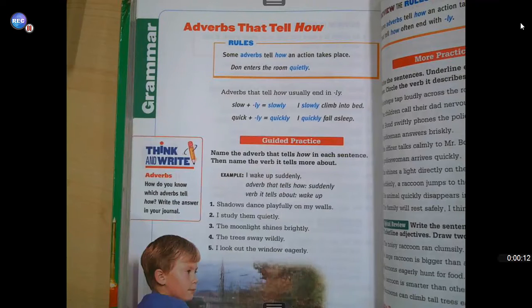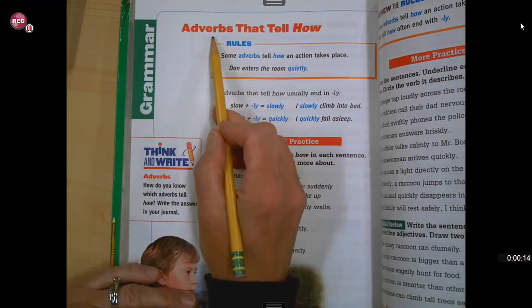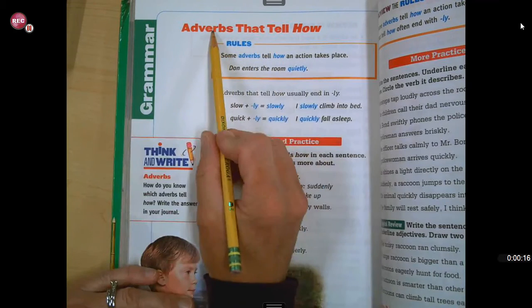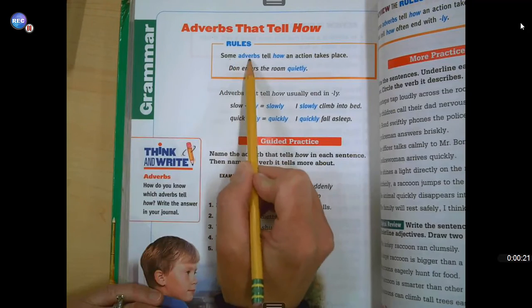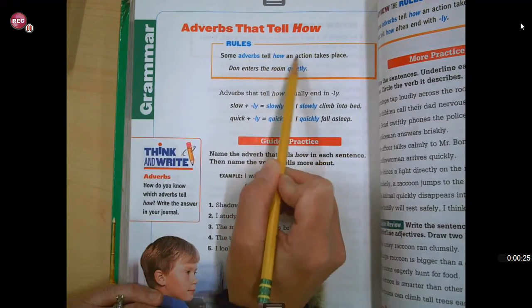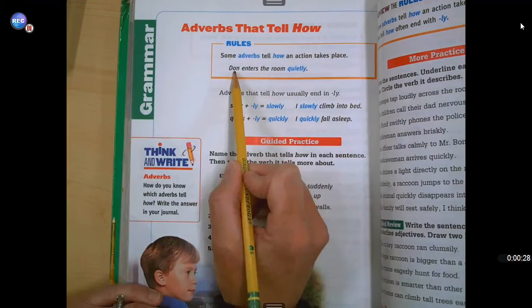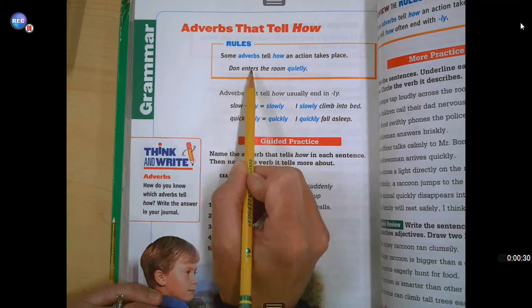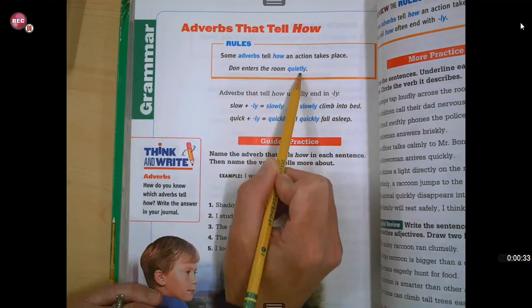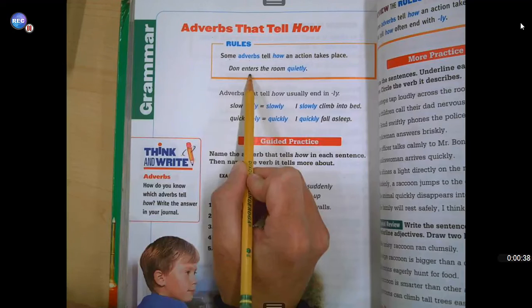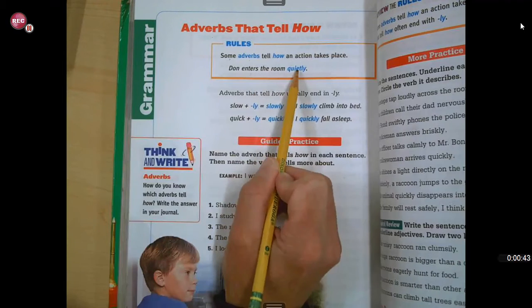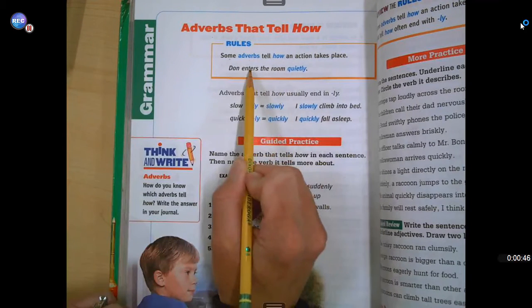So today's assignment was to learn about adverbs that tell how. Remember, an adverb describes the action. Let's look at the rules box. It says some adverbs tell how an action takes place. We're reading this sentence: Don enters the room quietly. We need to look at the sentence and decide, what did Don do? He entered the room. Now we need to ask how. How did he enter the room? Quietly. So quietly tells us how he did his action.